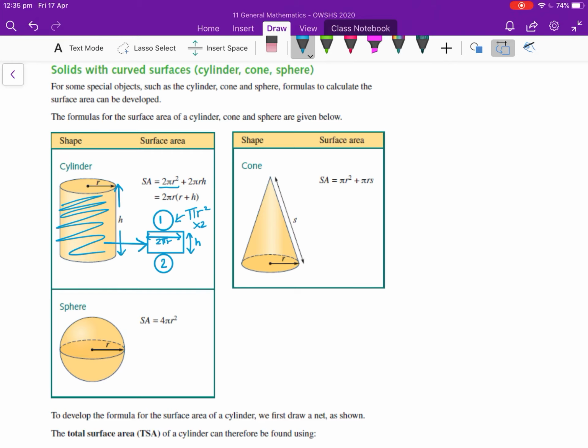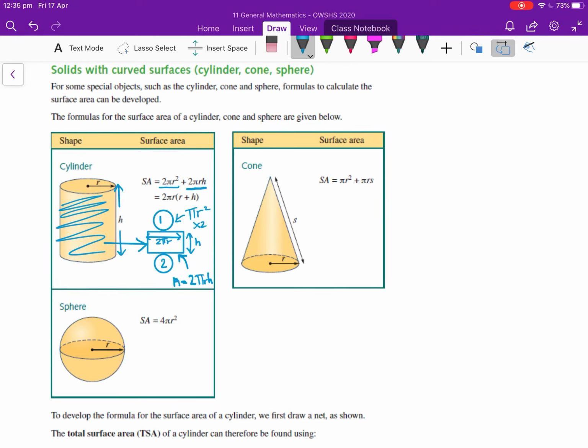So if we want to know the area of our rectangle, well, normally that would be length times width. But in this case, instead of length, we've got 2 pi r, and instead of width, we've got height. So it ends up being the area here is 2 pi r times h. And that's what they've got in the second part of the formula.